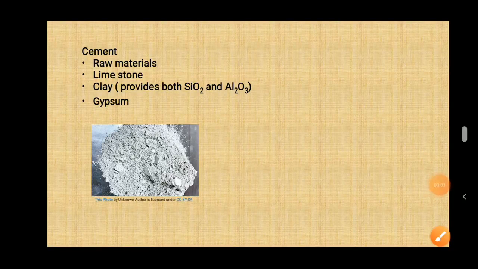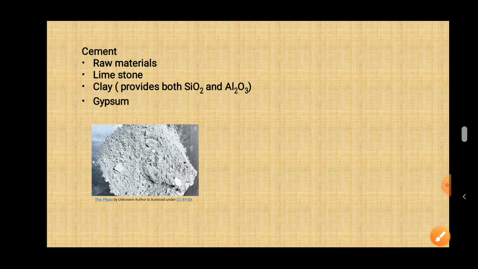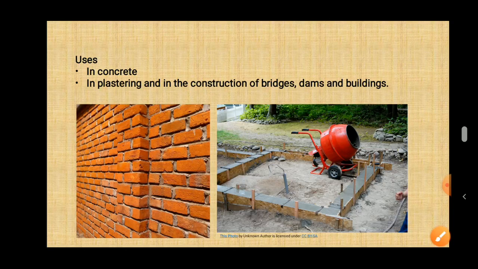The next important compound is cement. You already studied the manufacturing of cement at a lower level, so I am not going to explain it. The raw materials used in the manufacturing of cement are limestone, clay and gypsum. It is used in concrete, in plastering, and in the construction of bridges, dams and buildings.